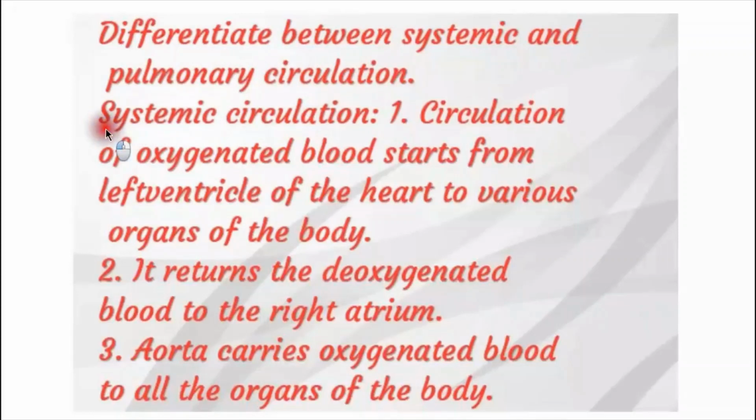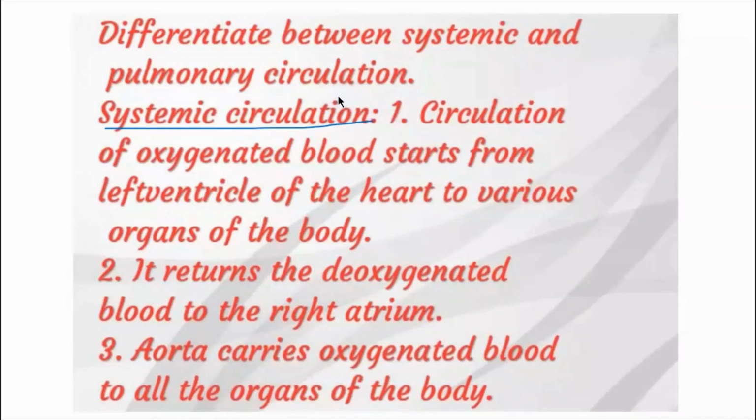So systemic circulation. Number 1, circulation of oxygenated blood starts from the left ventricle of the heart to various organs of the body. Number 2, it returns the deoxygenated blood to the right atrium. Number 3, aorta carries oxygenated blood to all the organs of the body. So systemic circulation, 3 points.